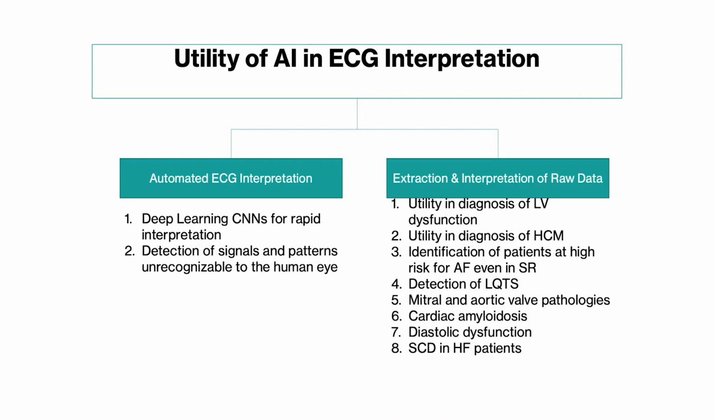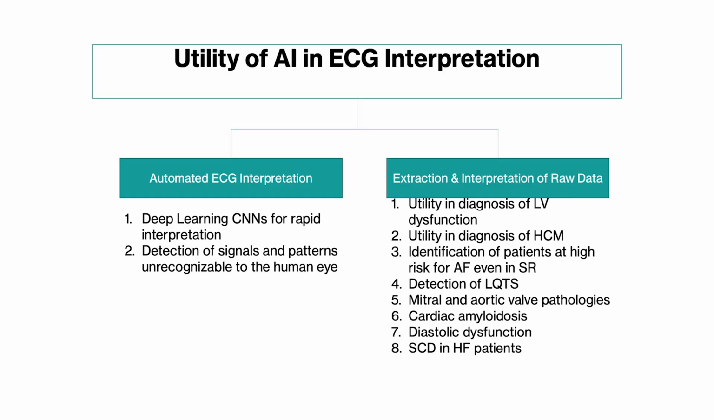So I look at ECG interpretation in two buckets when you're utilizing AI. You can either use the automated ECG interpretation that's widely available and currently utilized by all of us in the room, and that is typically ML with deep learning for rapid interpretation. And then taking it to the next step, using CNNs to determine the signals and patterns that are unrecognizable to the human eye. And then you can interpret the raw data to come up with predictability models.